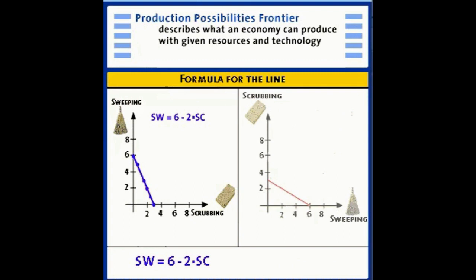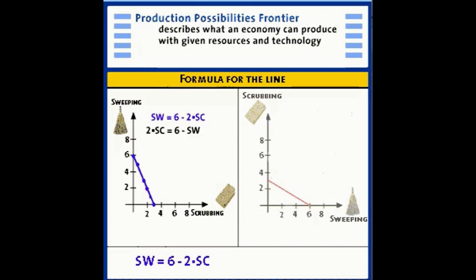Well, here's what I'll do. I'll move this minus 2 scrubbing to the left-hand side, and that's equal to 6 minus sweeping. So all I did was move this expression to the right-hand side and this expression to the left-hand side. Looks like I need to make sure that I change the sign when I move it over. Then let's divide both sides by 2, and I get scrubbing is equal to 3 minus 1/2 sweeping.